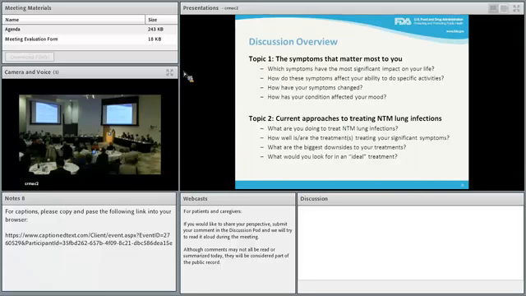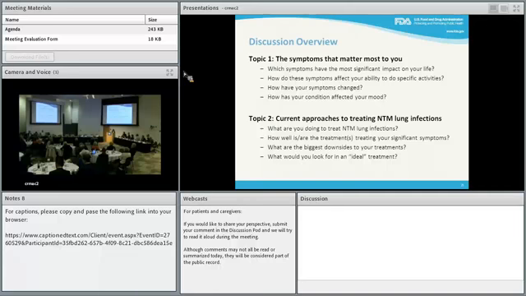What do those symptoms look like? And how have your symptoms impacted your life, not just physically, but emotionally, socially? What are all the different ways that your symptoms have impacted you? In topic 2, we're going to be listening to patient perspectives on their approaches to treating NTM lung infections.